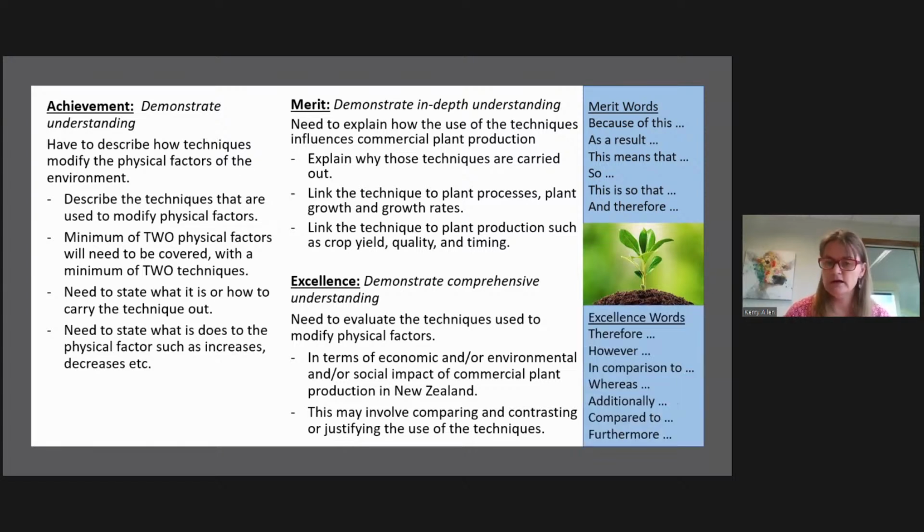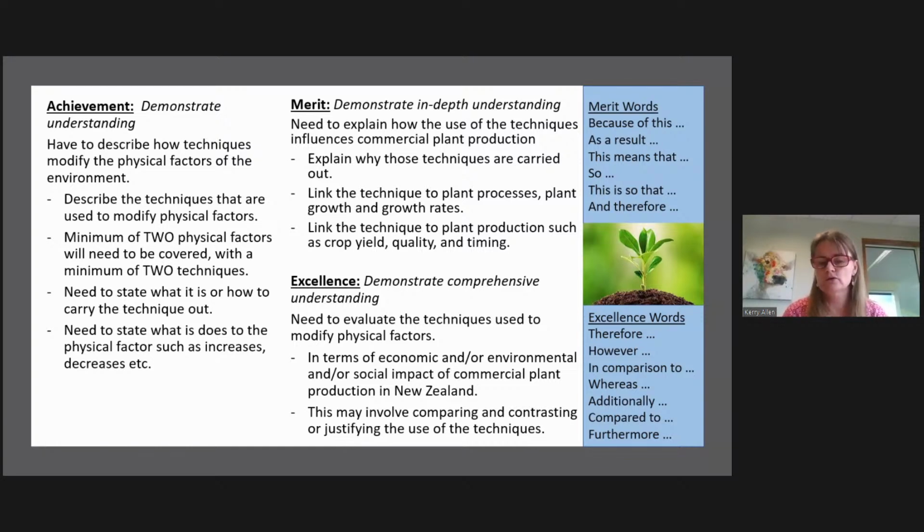So here, and I've once again brought up the excellence words on the side, you're going to be either comparing or contrasting or justifying the use of one of those techniques that you've looked at in terms of the economic, environmental, and social. Okay, so we will go through and discuss each one of those. But once again, it is looking at it in a commercial context.